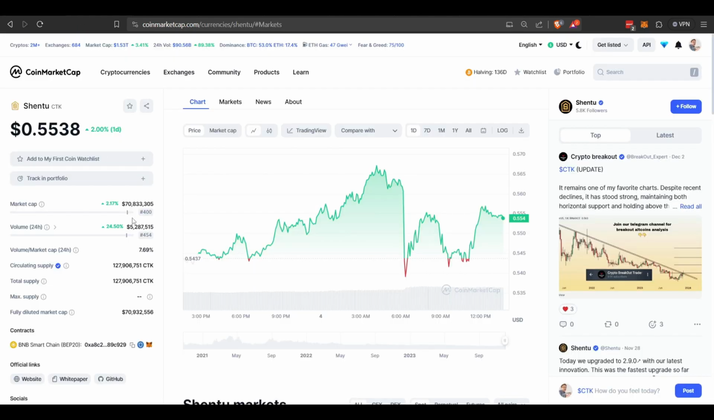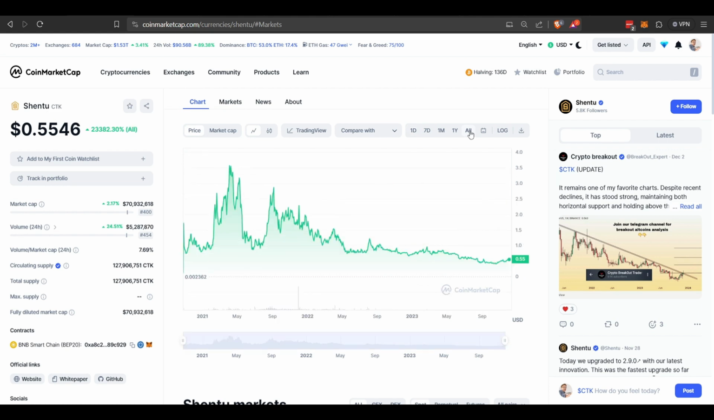Let's do a quick review on CoinMarketCap. So there's their token, 55 cents. They're currently ranked 400th in total market cap. Their token ticker is CTK. If we look at their all-time high, they're up over 23,000%. They started off at a fraction of a penny. 55 cents is where they're at right now, and they peaked out around $3.55 around the first Bitcoin peak in the last bull run.